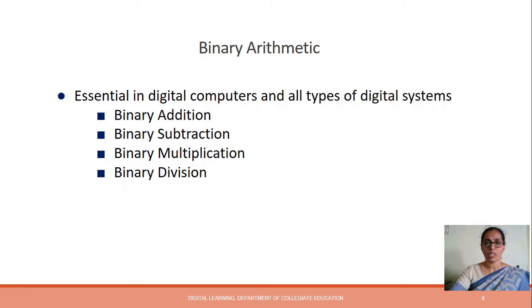For digital computers and all types of digital systems, we need to perform arithmetic operations on binary numbers. To know more about the digital circuits, it is necessary to have the information about the arithmetic on binary numbers. The arithmetic operations on binary numbers are addition, subtraction, multiplication and division. Here in this session, we will be discussing only addition and subtraction, and in the next session we will be discussing multiplication and division.